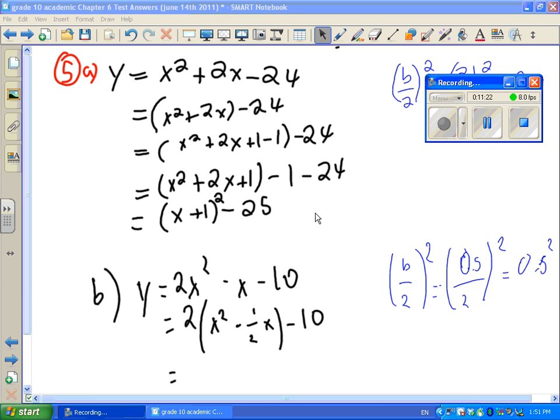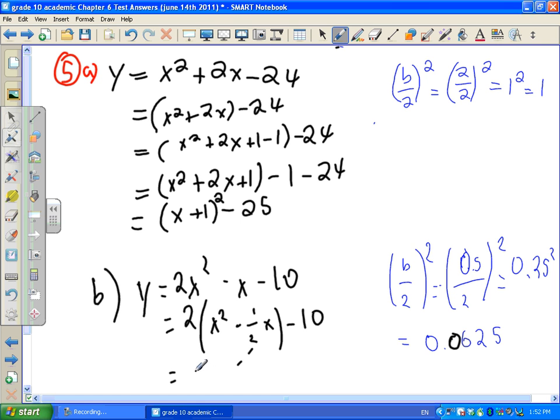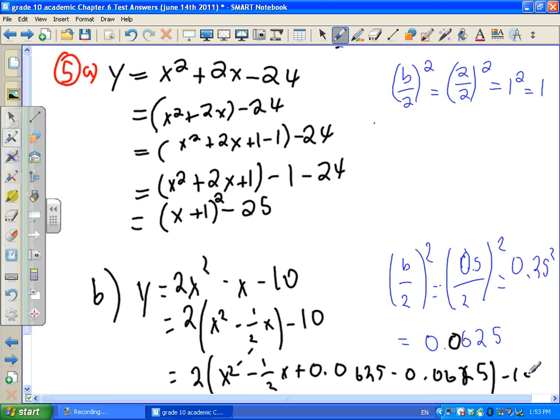Okay, so after working all that out, we discovered that we had 0.0625. So that's the number we're going to add and subtract in the brackets. We have 2, open bracket, x squared minus a half x, and then plus 0.0625 and minus 0.0625, end bracket, minus 10.